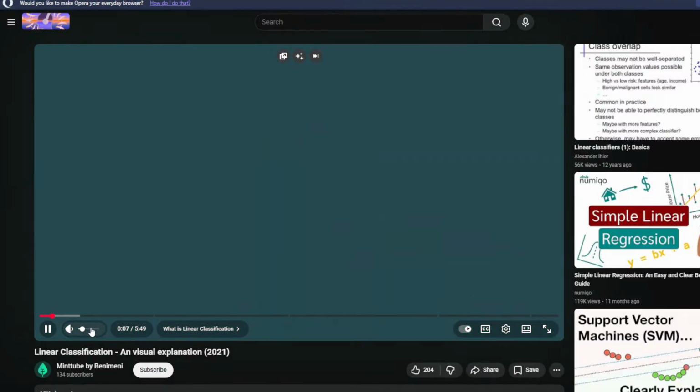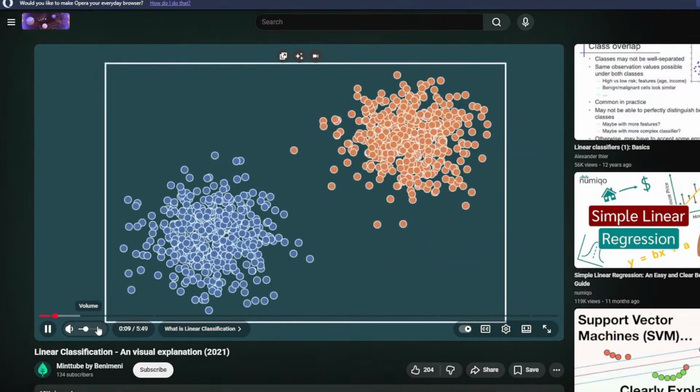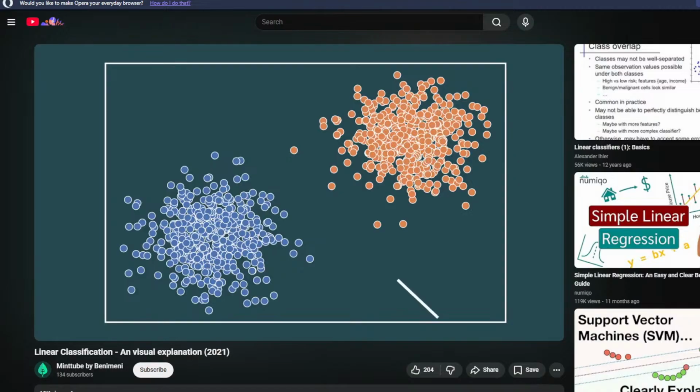To understand linear classification, we're going to first plot some data. You can see two classes, the blue and the orange class. The task is now to choose a linear function, which in 2D is simply a line, to separate both classes. The problem is we have an infinite amount of possibilities to choose those lines. Here are three examples.